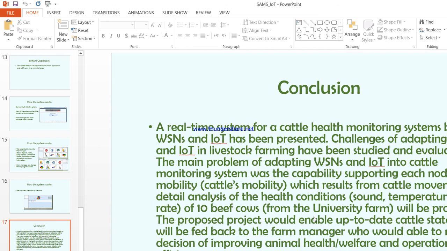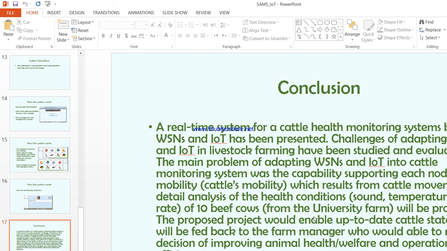Conclusion. A real-time system for a cattle health monitoring system based on wireless sensor network and IoT has been presented. Challenges of adopting wireless sensor network and Internet of Things in livestock farming have been studied and evaluated. The main problem of adopting wireless sensors and IoT into a cattle monitoring system was the capability of supporting each node's mobility, which results from cattle movements.